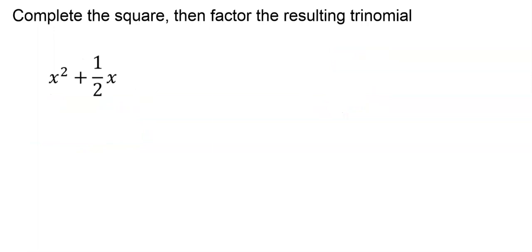Now this problem has exactly the same instructions and will follow exactly the same procedure. We want to complete the square first, then factor the resulting trinomial. We'll look for the coefficient of the linear term, so that's the 1/2, and we need to do two things to it. First, we need to take that 1/2 and divide it by 2. It might be helpful to remember that dividing by 2 is the same thing as multiplying by the reciprocal of 2, which is 1/2. So 1/2 times 1/2 is 1/4.